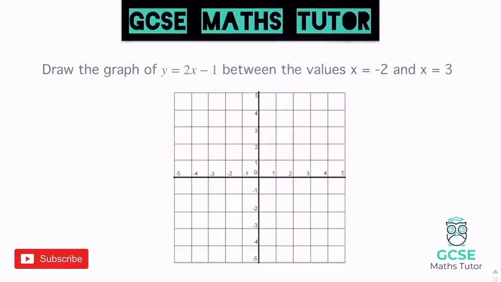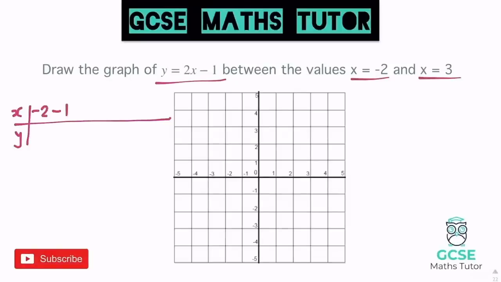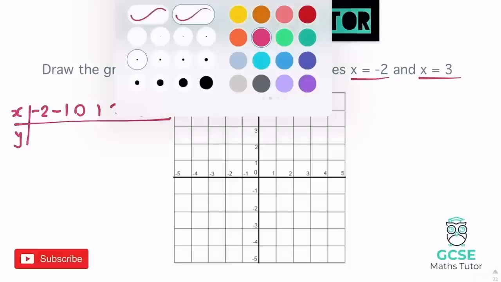Now, there's two ways of doing this. Again, we could make a nice little table, and we've got x values and we've got y values. Remembering this equation just means to find the y coordinate, you do 2 times the x coordinate or double the x coordinate and take away 1. Now it says between minus 2 and 3. So if I'm going to do a little table, I'd do minus 2, minus 1, 0, 1, 2, and 3. And all I've got to do is double them and take away 1 as the equation says.